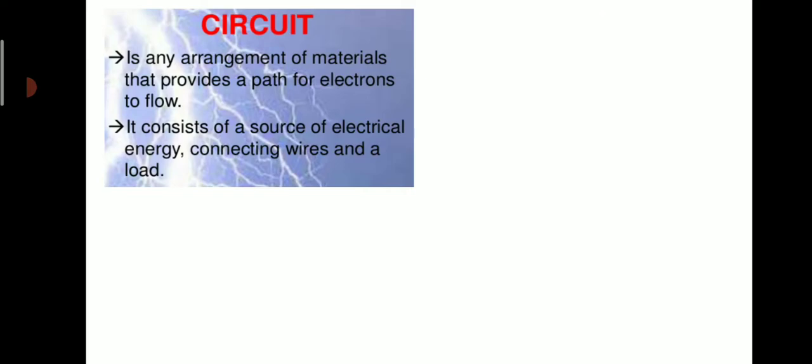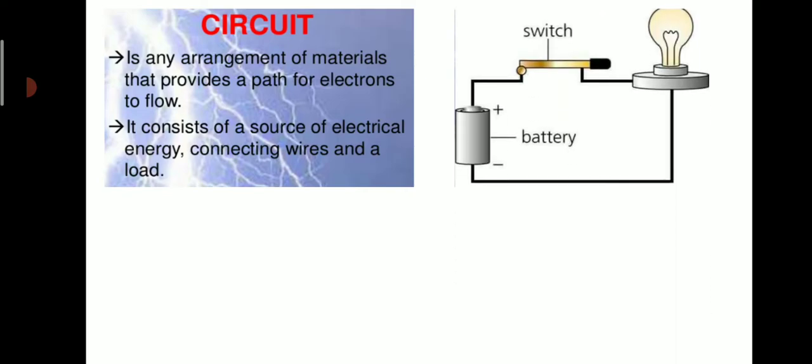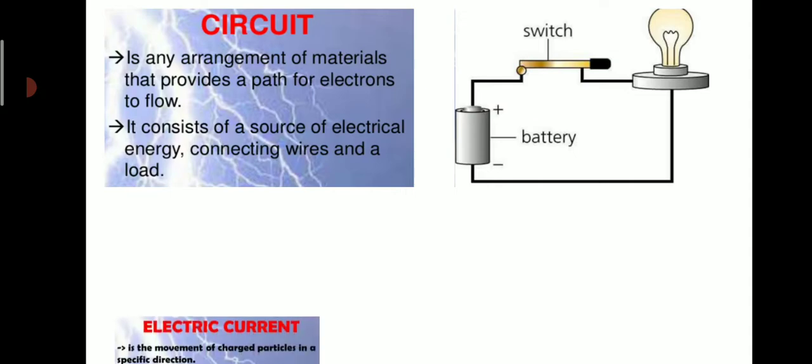It consists of sources of electrical energy, connecting wires and a load. So, this is an example of an electric circuit. You will see here a bulb connected with the help of wires, and they have a switch and a battery, and this way we can form an electric circuit.